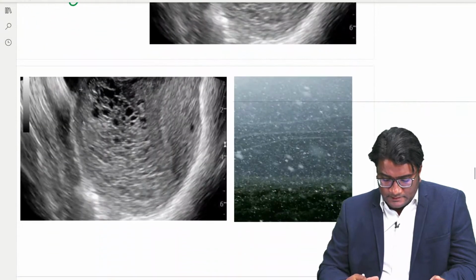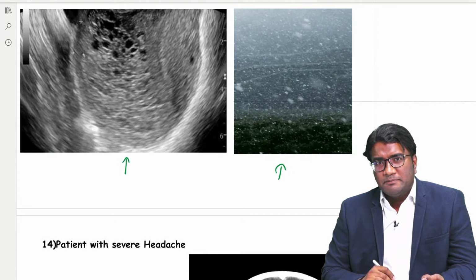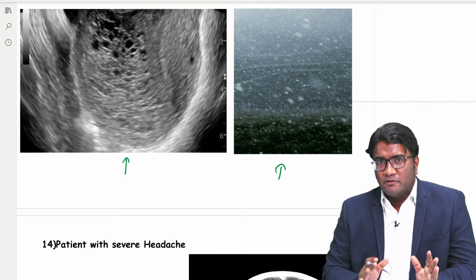Then this is what a snowstorm appearance is. An enlarged uterus with multiple hyperechoic grape-like cystic areas, right? This is suggestive of molar pregnancy.